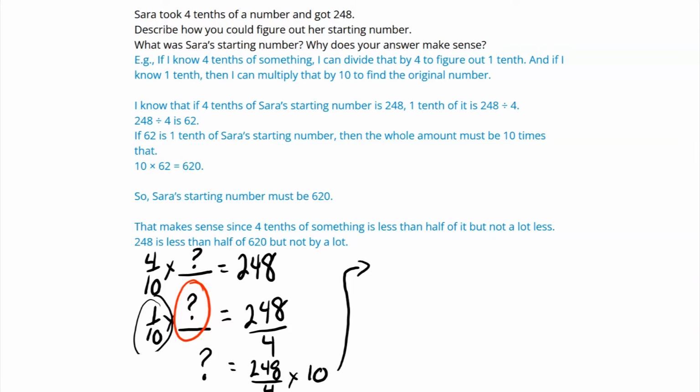We move it up here so we've got a little more room. So that's 2,480 divided by 4. And if we do that math, we end up with, not surprisingly, 620.